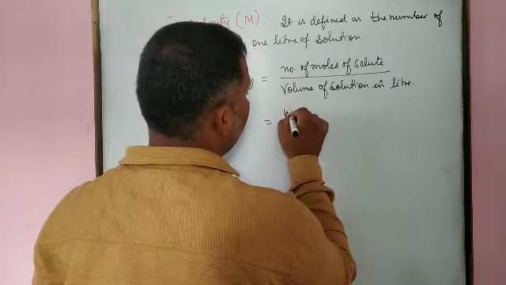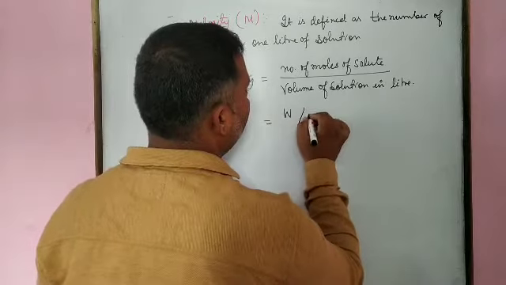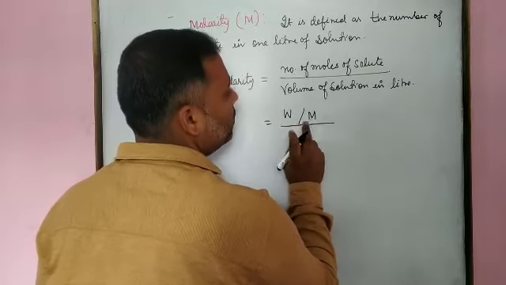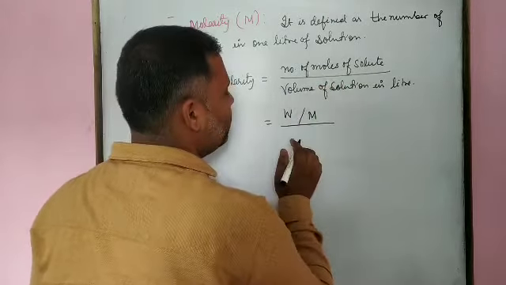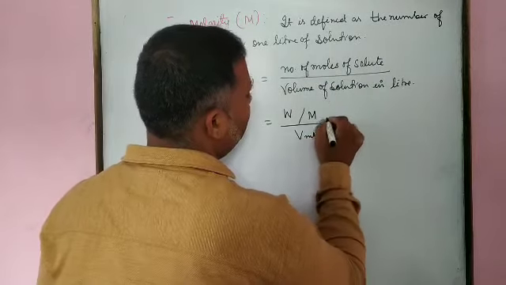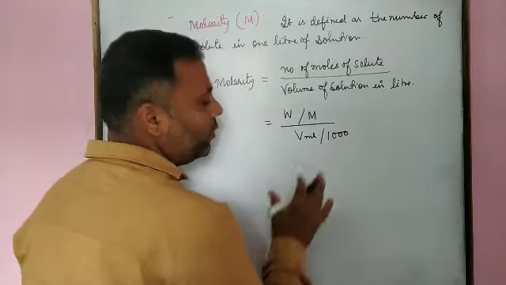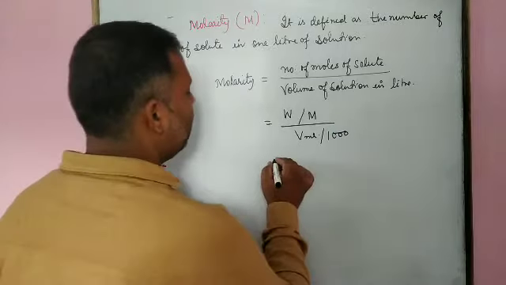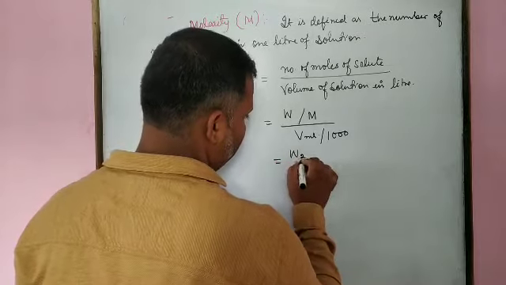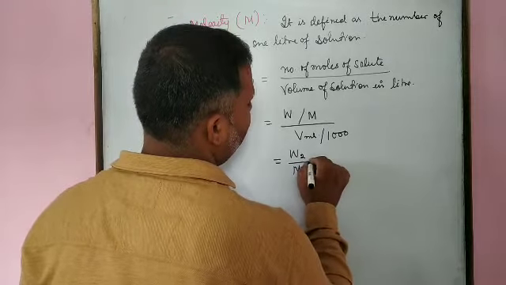Next, the number of moles of solute equals what? W, the mass of the solute, divided by the molecular mass of the solute. When we divide the mass by the molecular mass, we get the number of moles of solute. If we have the volume of solution in mL, we divide it by 1000 and we get it in liters. Then the relation is W2 by M2 into V into 1000.